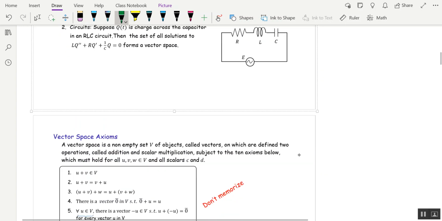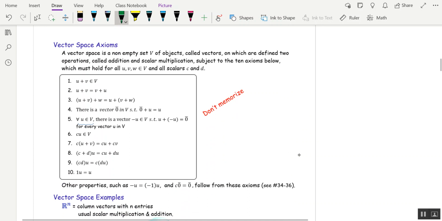If you're in differential equations, those two examples will be of interest to you. The vector space axioms, there are 10 of them, and you don't have to memorize them. A vector space is a set of objects, and we call those objects vectors. The operations on a vector space are addition and scalar multiplication, and the vectors have to obey these 10 axioms. Now, the real numbers obey these 10 axioms. These are fairly familiar axioms, like addition is commutative, addition is associative, and so on and so forth. I'm not going to go through and read those with you.